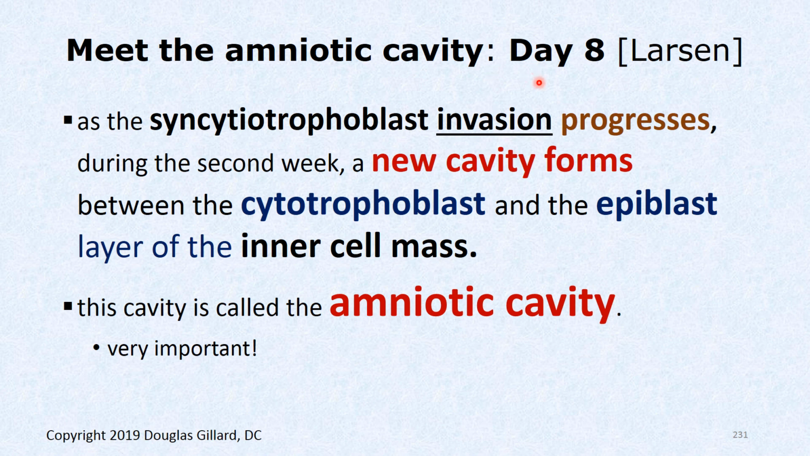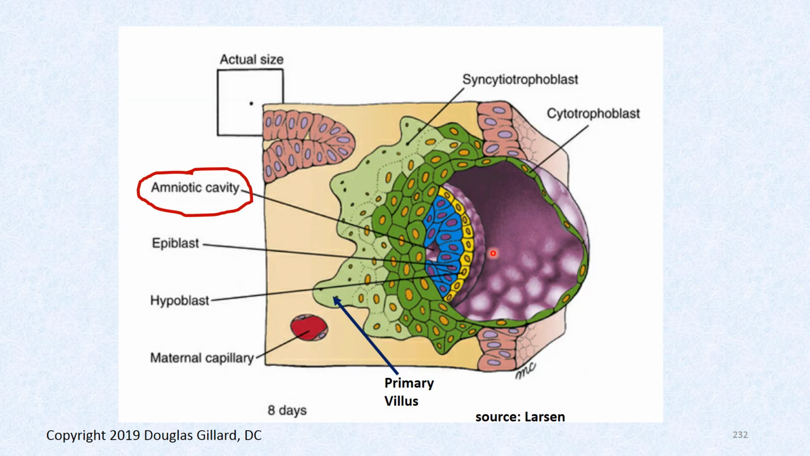So now we're on day 8. We're pretty much implanted, and the syncytiotrophoblast invasion is going nicely. We've started the second week. And now we have a new cavity, a really important cavity that's going to form between the cytotrophoblast and the epiblast layer. This is called the amniotic cavity. It's actually really important. So here, a little cavity starting to form right here. See it? And that's the amniotic cavity.